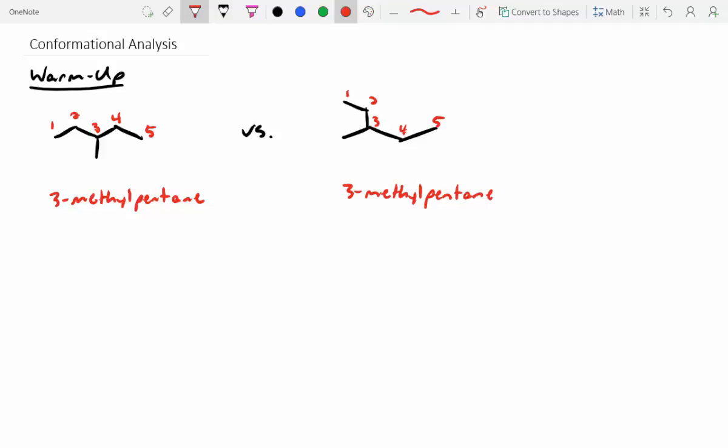So now do we think they're the same molecule? Or they better be if they have the same name. Otherwise, that would get confusing quick. So why are they the same molecule even though they look differently on paper?